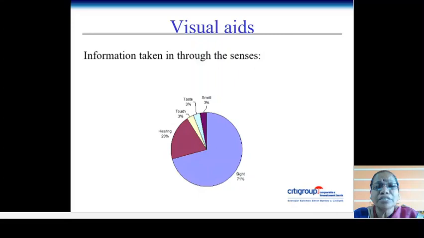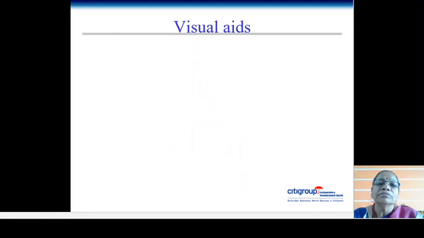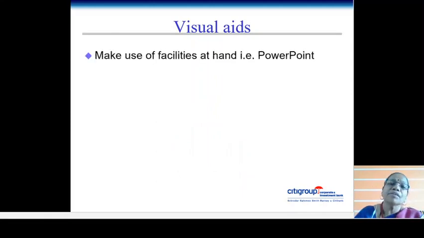Why? Because smelling, tasting and touching have less importance. They are also important, no doubt, but when we are making a point, sight is 71%, hearing is 20%, and touching, tasting and smelling have only 3% each. Visual aids, why?